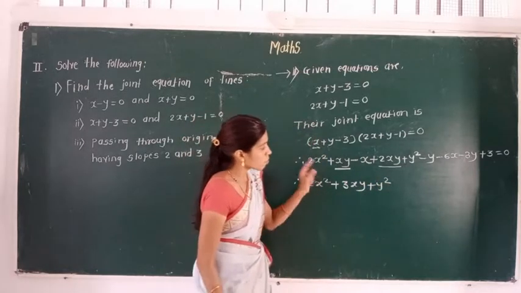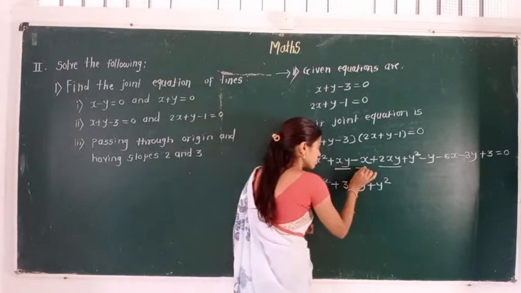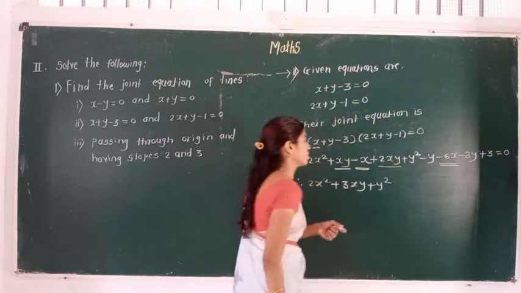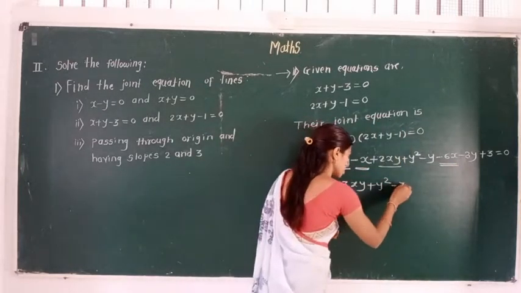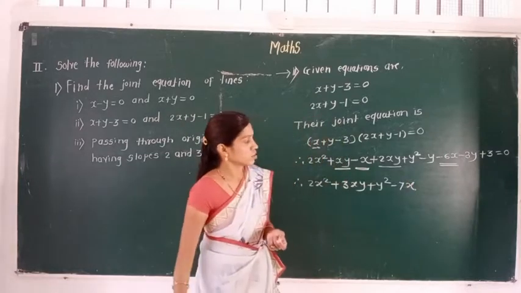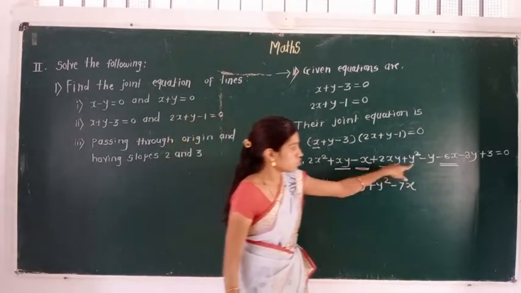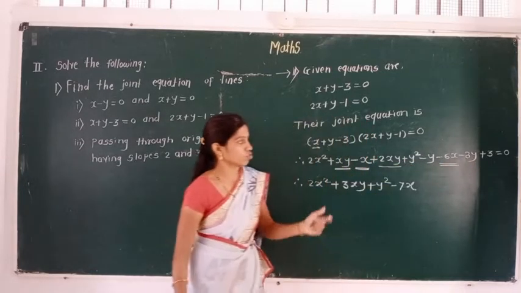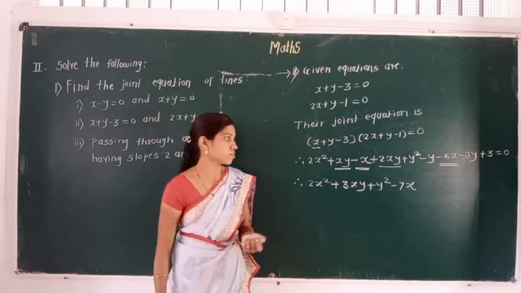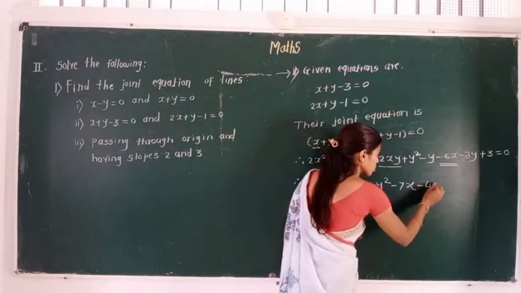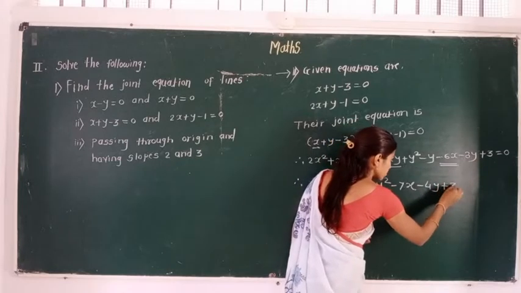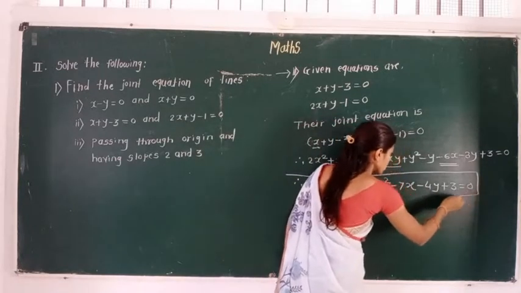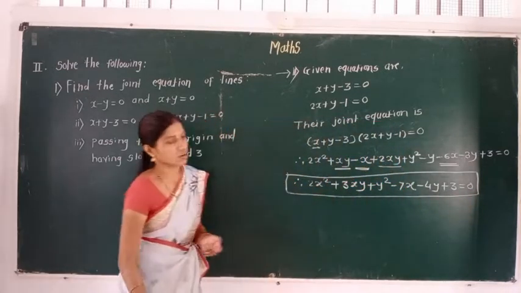Now the sum of the coefficient of x. Here is minus x, here also minus 6x. The sum of these two terms is minus 7x. Now the sum of the coefficient of y. The coefficient of y here is minus 1 and here it is minus 3. So the sum of minus 1 minus 3 gives minus 4y. The constant, take as it is, plus 3 is equal to 0. And this is the required combined equation of the given two lines.